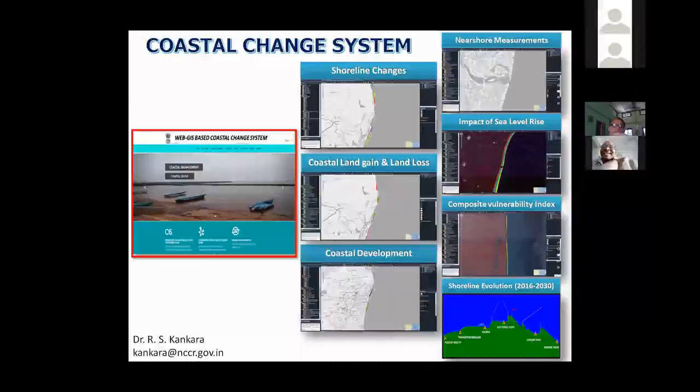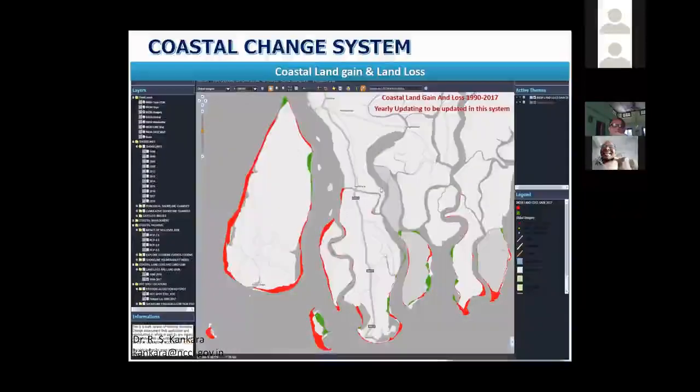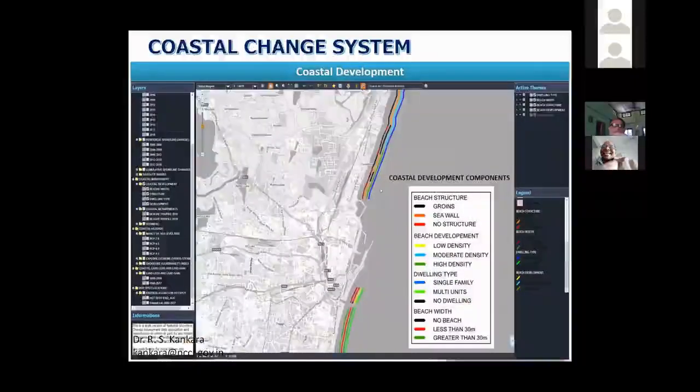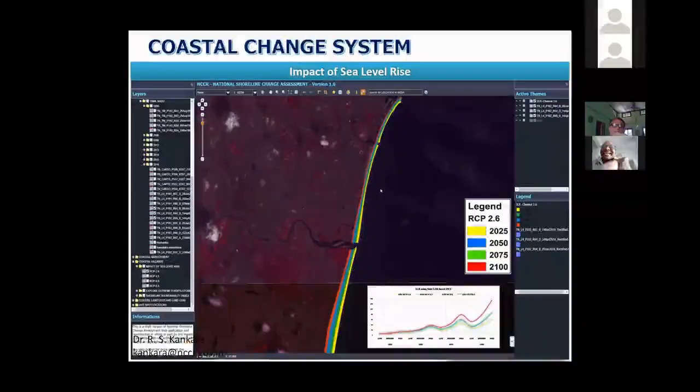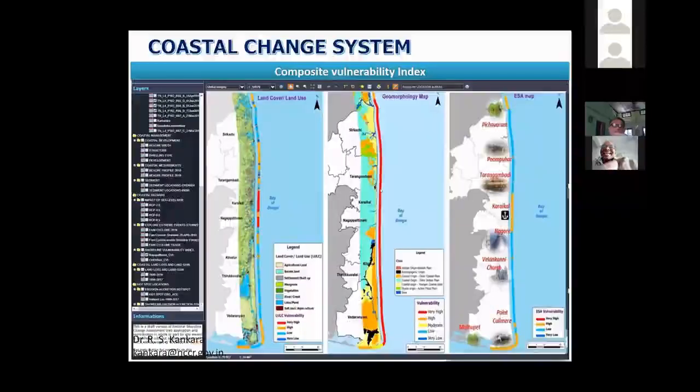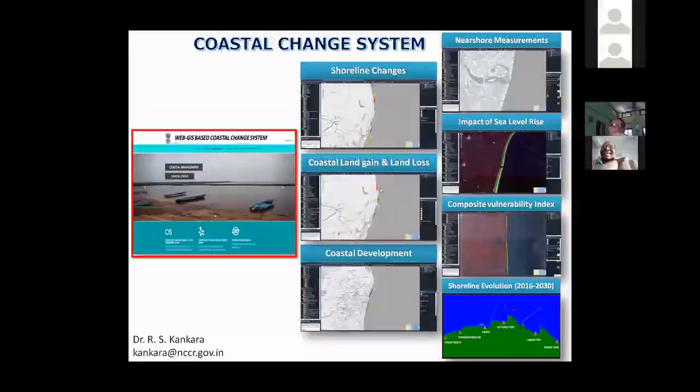So this is what I was talking about, the coastal change system, how it looks. All these digital maps, photographs, everything will be there. Next, click. Yeah, you go ahead, no problem. I will tell you where to stop. So like this, the maps will be there, where wherever red color is there, that will be highly eroding. And all these maps of different 1:25,000 scale will be there. So the impact of sea level rise also will be coming into the picture. So all these GIS layers will be there.